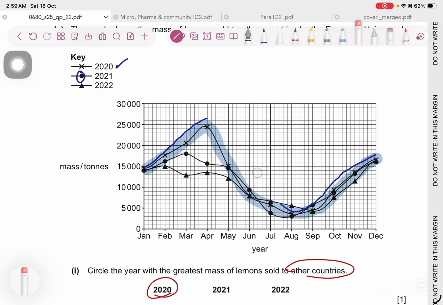Now, as you can see, 2020 is the highest one. Okay, it's the highest among the three of them. It has the highest peak. That's what I mean. So that's exactly what it's asking. Circle the year with the greatest mass of lemons. Okay, the greatest mass was hit in 2020, and then it declined as we go on.